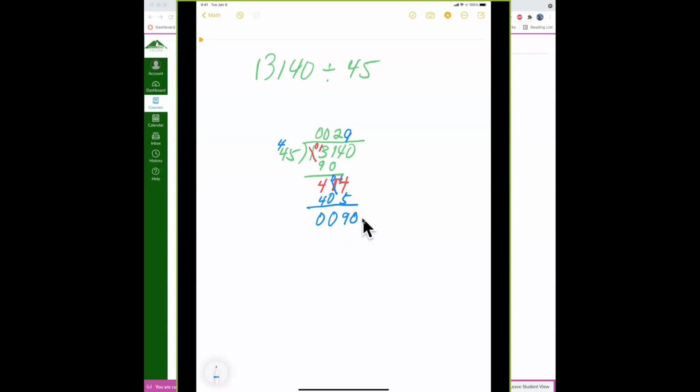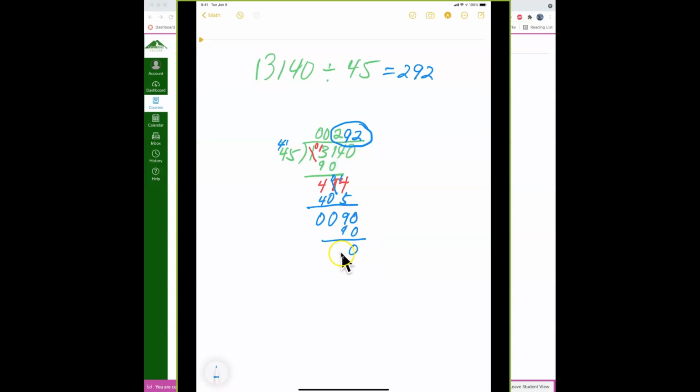Let's go with 2. And 2 times 5 is 10. So put down the 0 and carry the 1. 2 times 4 is 8, plus 1 more is 9. And lo and behold, our answer is 292. We don't need these leading zeros in our answer. And that's what you would put in the answer box at WAMAP.